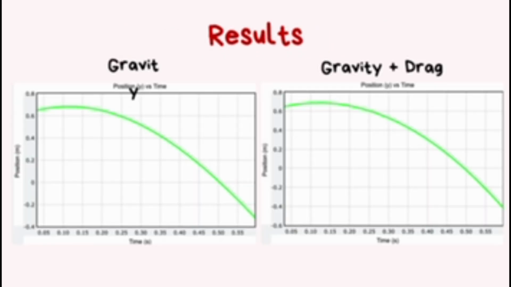Here are the results from the model. The trajectory modeled with gravity only showed a perfect parabolic path consistent with kinematic equations in the absence of resistive forces. When adding drag force, the computational model better matched the observed data, showing a slightly reduced maximum height and slower descent due to the energy dissipation caused by air resistance.